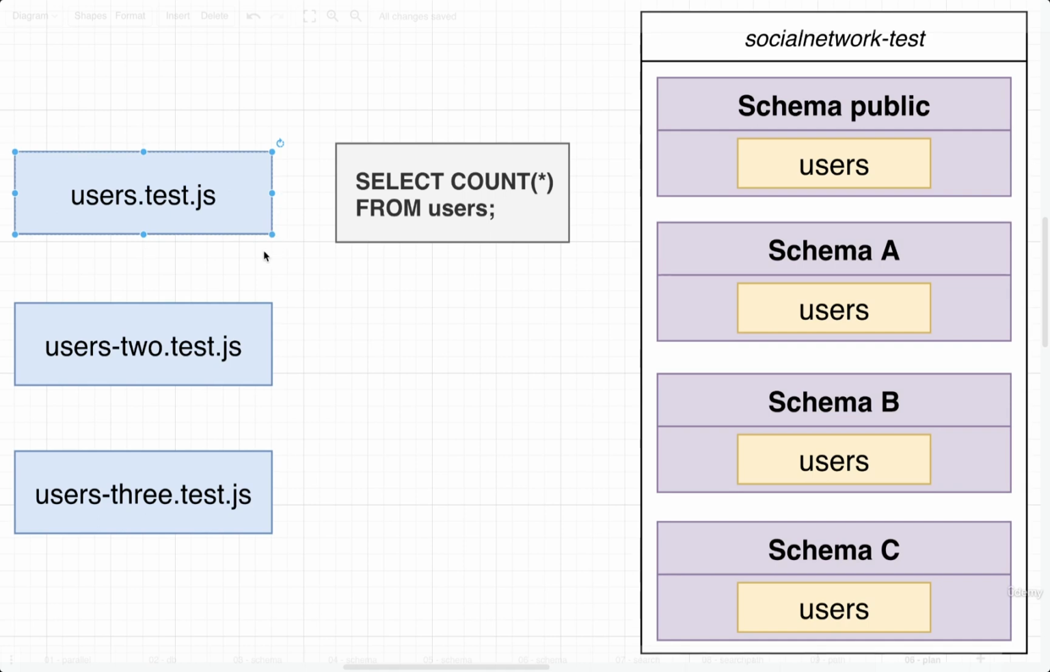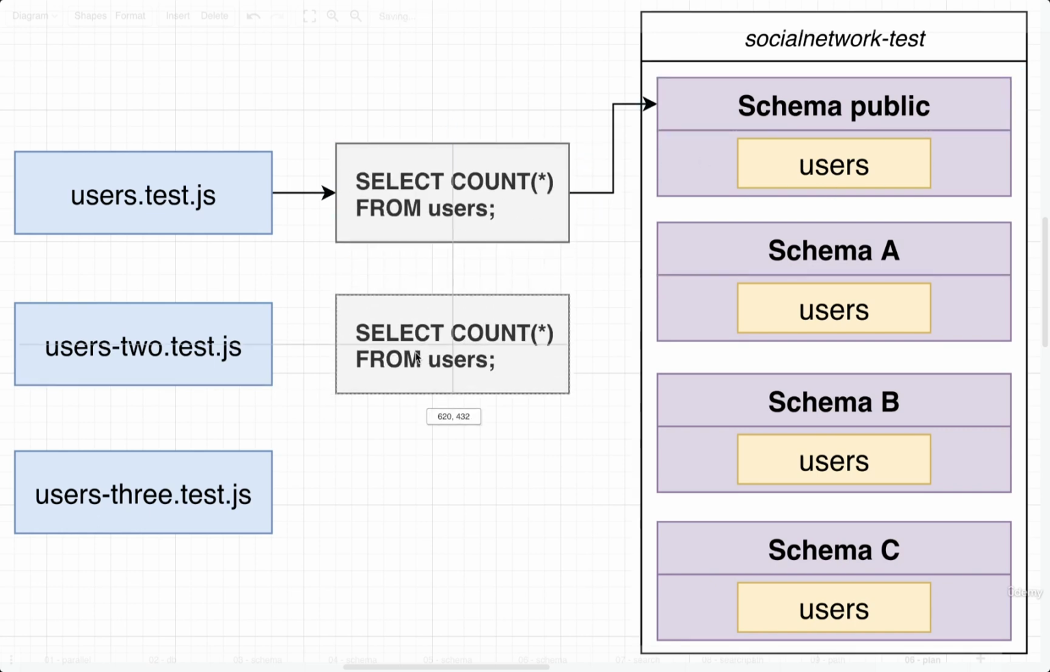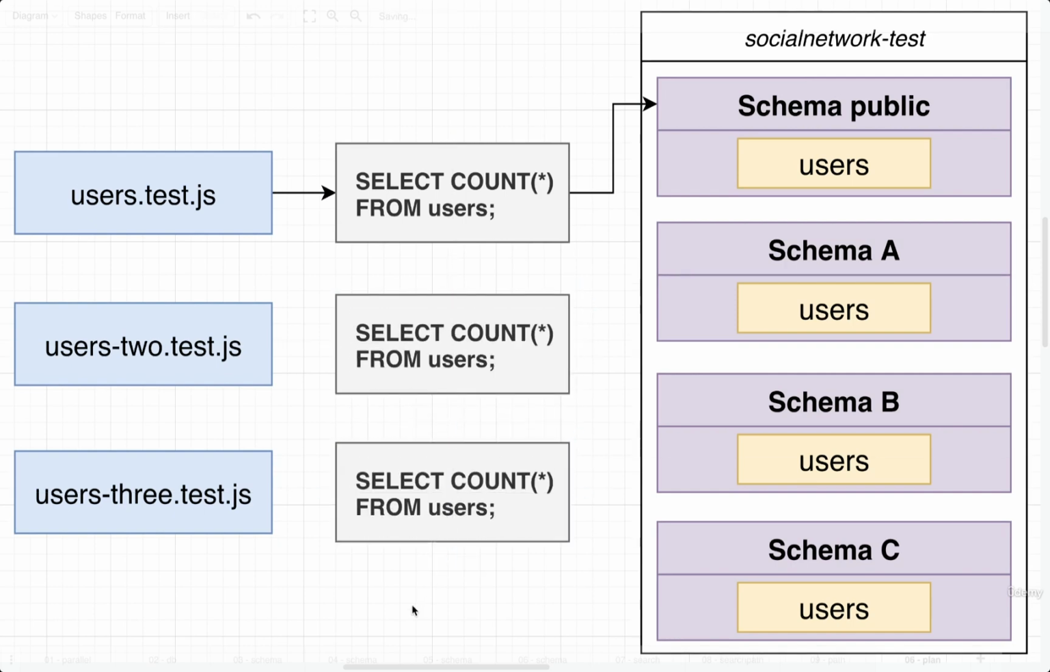So we've got the user test file right here. It's going to run that statement, send it off to the database. And because we did not designate some schema, we were not specific, even if we have some other schemas available for these test files to connect to, this query by default is going to be executed against our public schema. And that's true of all of our different test files. Because we did not designate which schema to use, they're all going to fall back to using the public schema.